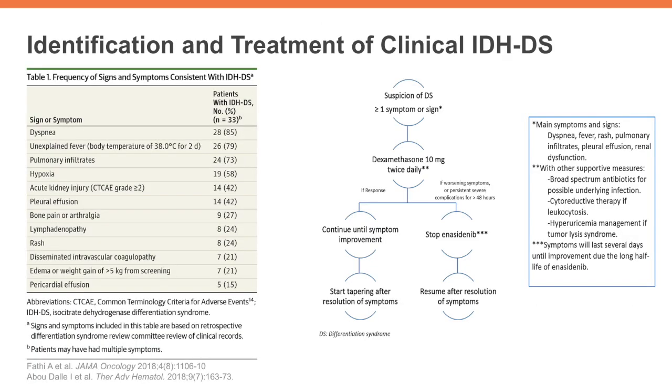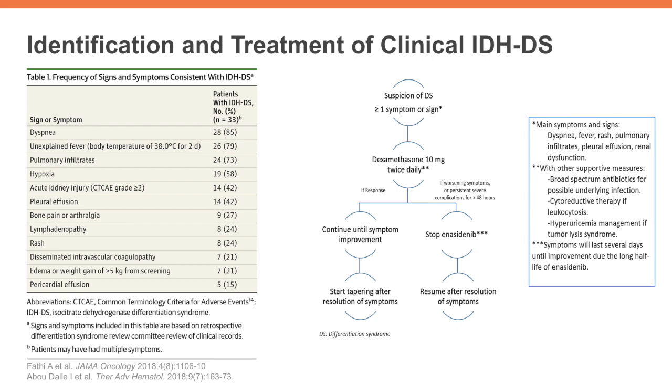And so in patients who develop clinical symptoms of differentiation syndrome, on the left you can see a table of the common signs and symptoms consistent with differentiation syndrome. These include primarily culture-negative fevers, dyspnea, pulmonary infiltrates, hypoxia, effusions, as well as bone pain and rash in some instances. These occur in about 10 to 15% of patients who are treated with IDH inhibitor therapy. And on the right, you can see the treatment of presumed IDH differentiation syndrome, and the most important part about treatment is early initiation of steroid therapy.